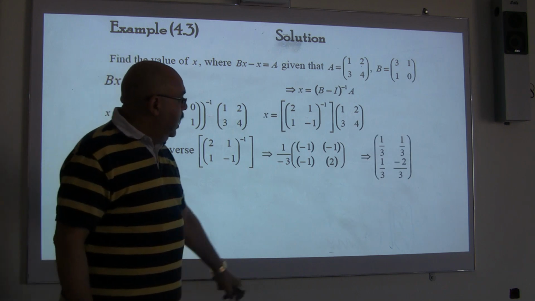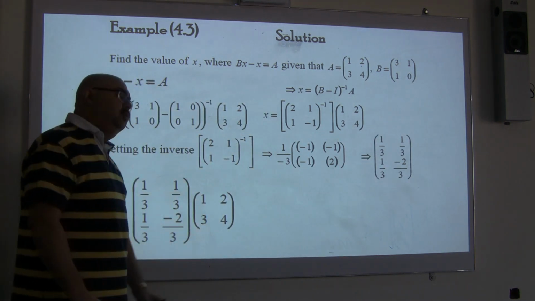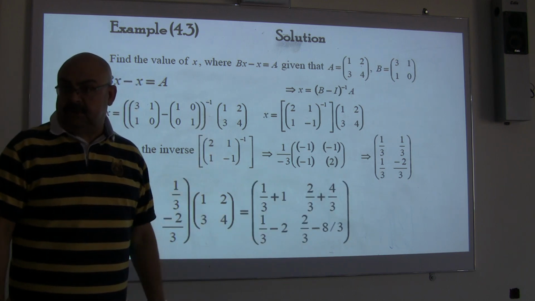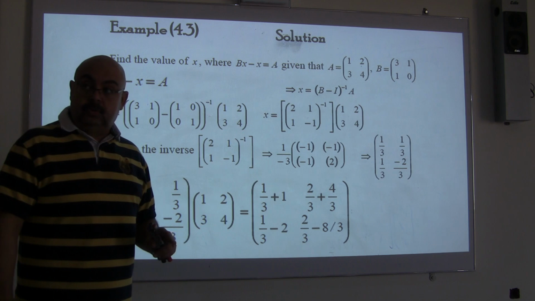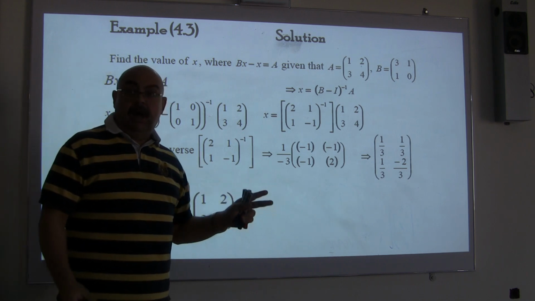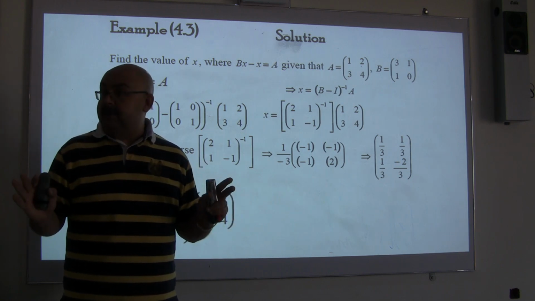Okay, done. I got the inverse matrix. The rest is very, very simple. All I have to do is the multiplication, and I will get the result of this matrix. What I want you to keep watching for is the direction of multiplication, how we multiply from each side, and so on. Okay.